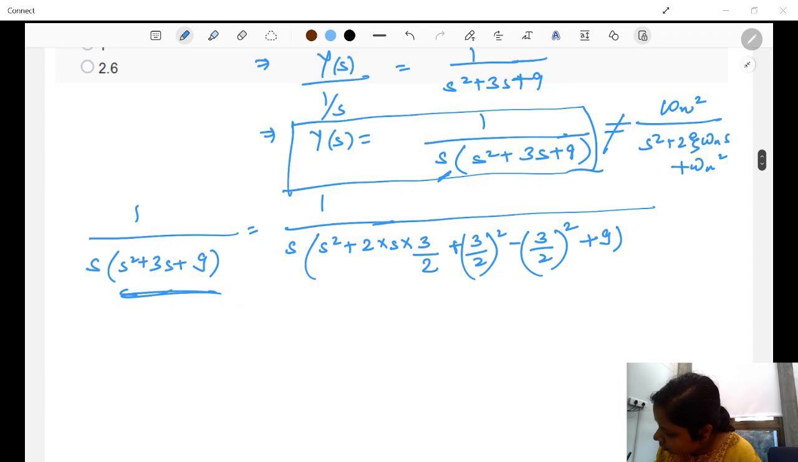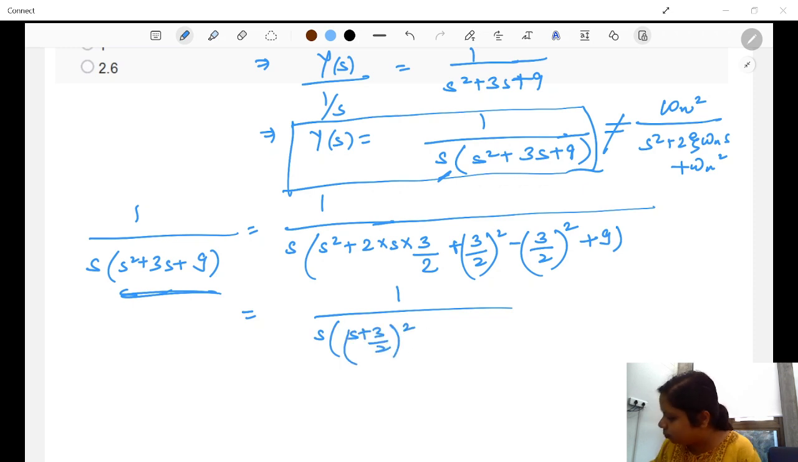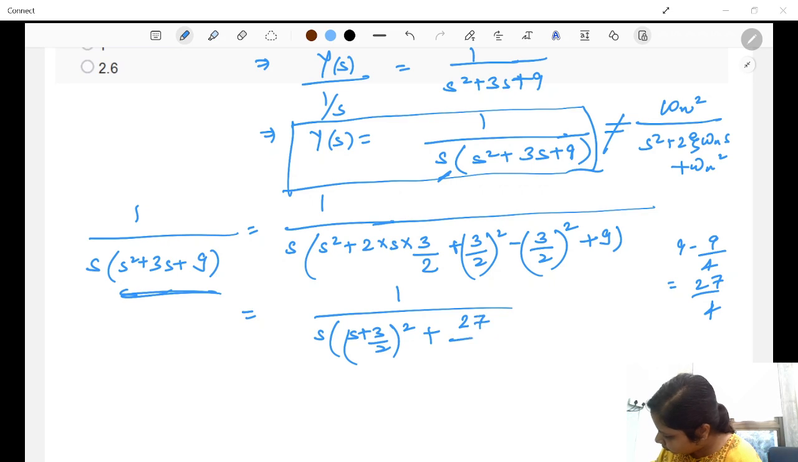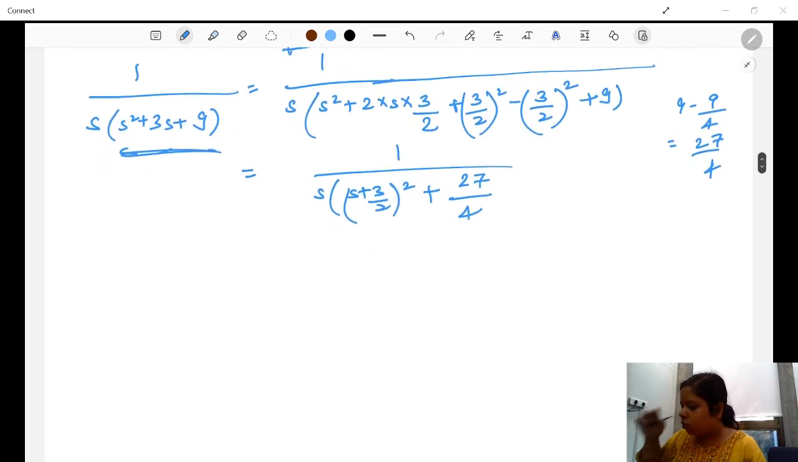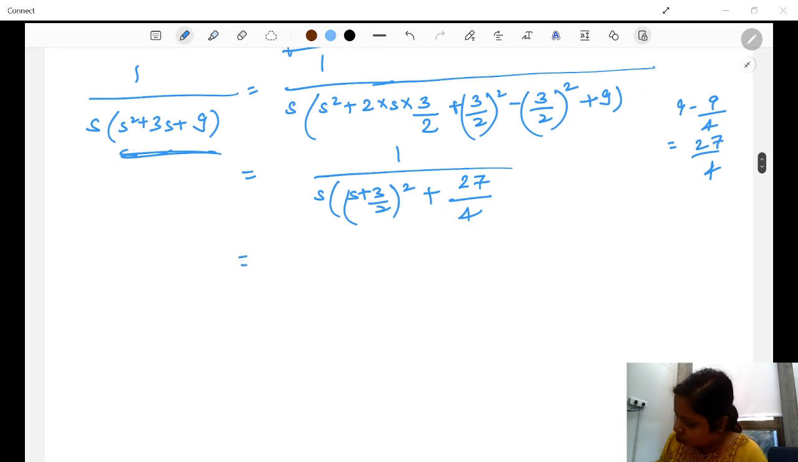Okay. So now when you try to solve this, you can write it as s plus 3 by 2 whole square plus 9 minus 9 by 4. 9 minus 9 by 4 would mean 27 by 4, right? So it would be 27 by 4. So you can proceed with solving of this.